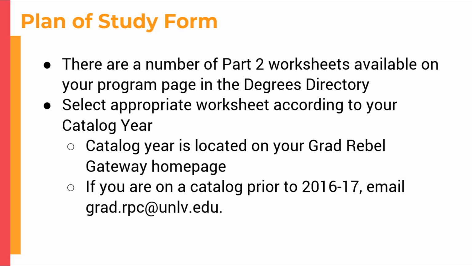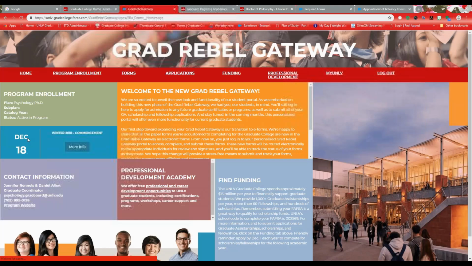You can specifically find your catalog year and subplan on your GradRebel Gateway homepage. You'll recognize that box shaded in green on your homepage when you log into the GradRebel Gateway. Again, if something isn't appearing correctly here, you should contact your RPC coordinator for assistance.